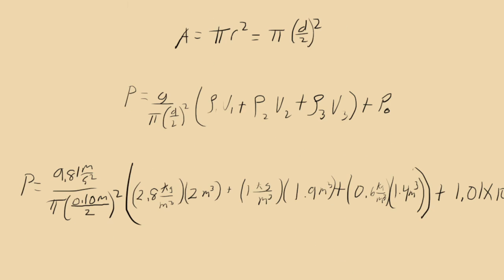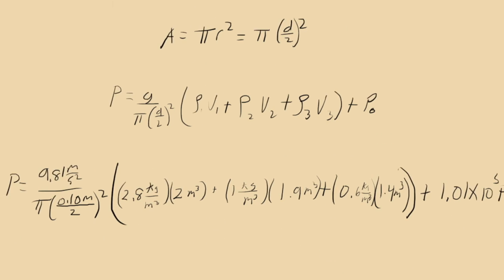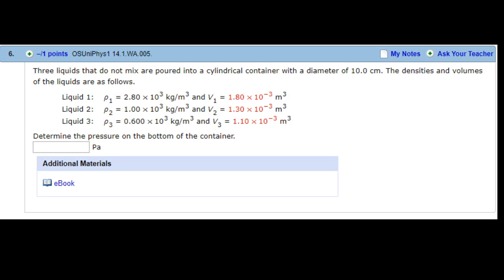So these are the values I got, and you'll notice that we just have 9.81 for gravity. In my example, I had a 10 centimeter diameter, so I just moved the decimal over to get it in terms of meters, divided by 2. And then you'll see here that if we look back at our problem, all of our densities are in terms of 10 to the third power, and all of our volumes are in terms of 10 to the negative third. So when we solve that, we don't even need to put those values because they're going to cancel each other out. 10 to the 3 multiplied by 10 to the negative 3 will just give us 1.